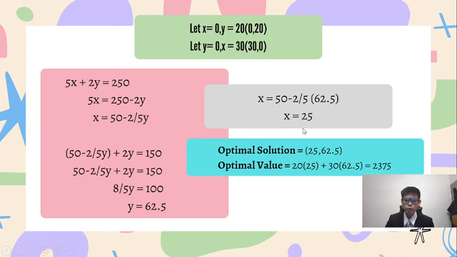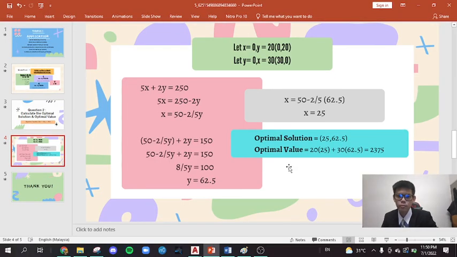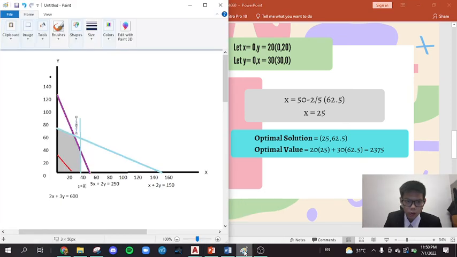So when you see x is 25 and y is 62.5, it's the same as our graph, the cross point here. If you look on the graph paper, you can see here is about to reach 62.5. I change the color first. And here is about 25 here. Right? So after we got the optimal solution, then we can count our optimal value.